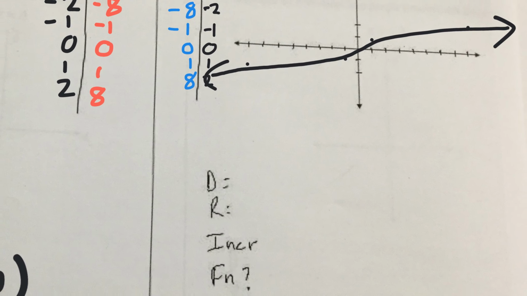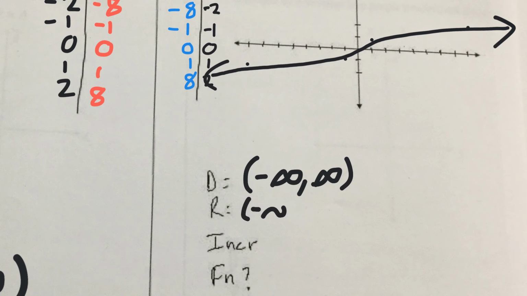So again, we're going to find the domain. That's the list of x values. So I've got negative infinity to infinity. It goes forever in the left and right direction. The range is negative infinity to positive infinity. It goes up and down in both directions forever.